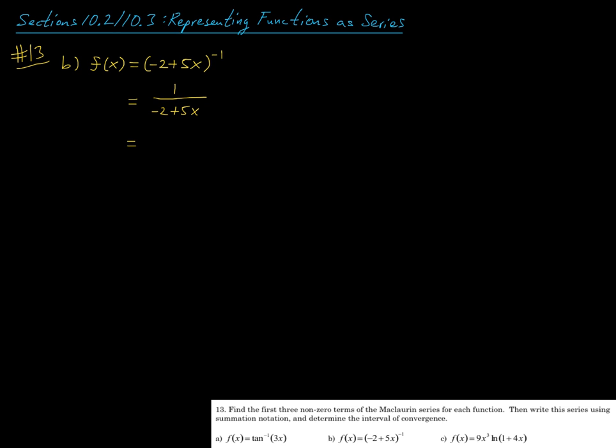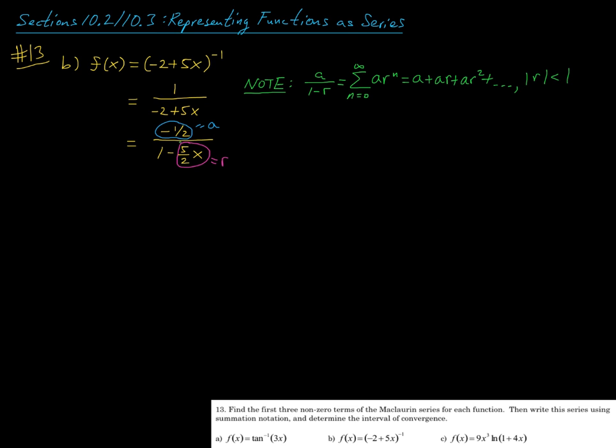Now, in order to write it in that form specifically, I'm going to go ahead and factor out this -2. So there's going to be a 1 there. Now I'm going to have a -2 downstairs. I'm going to move it upstairs here, so I get a -1/2. That's going to be my a value. And then factoring out the -2 from -2 plus 5x leaves us with a 1 minus 5/2 x.